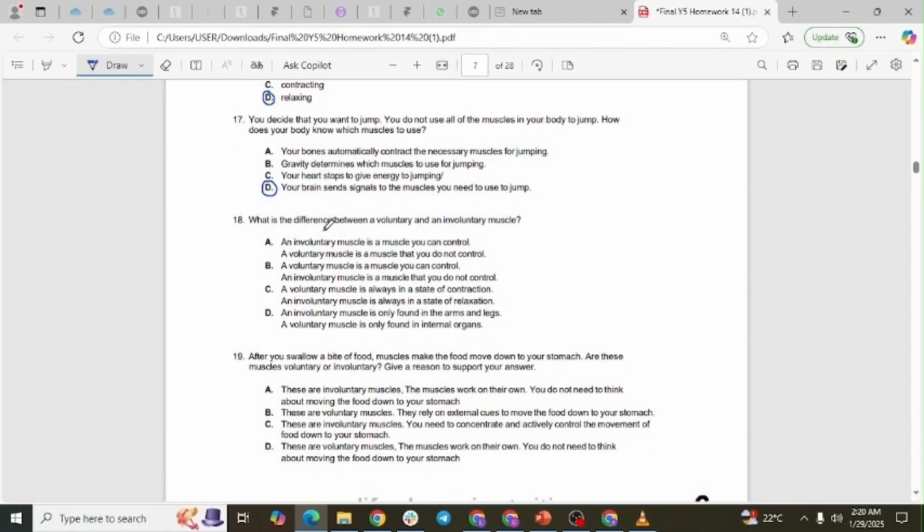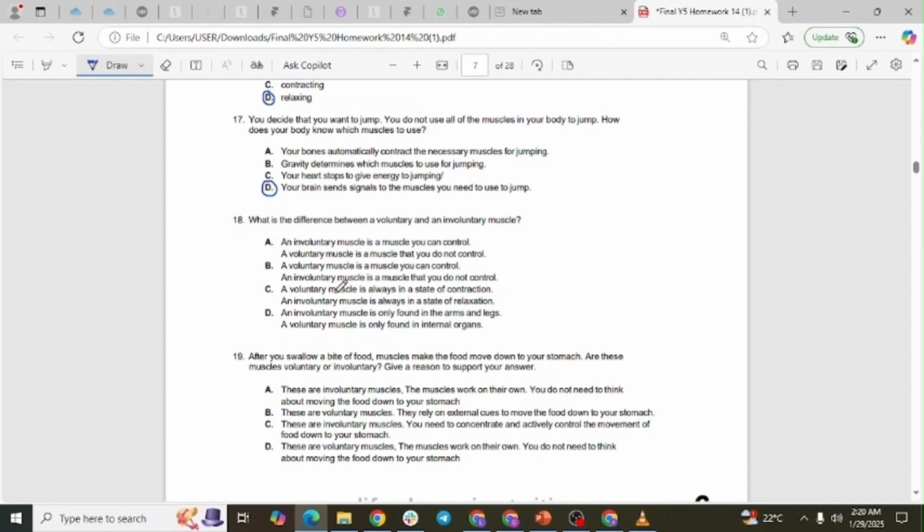Question 18. What is the difference between a voluntary and an involuntary muscle? A. An involuntary muscle is a muscle you can control. A voluntary muscle is a muscle that you do not control. B. A voluntary muscle is a muscle you can control. An involuntary muscle is a muscle that you do not control. C. An involuntary muscle is a muscle that you do not control. A voluntary muscle is always in a state of contraction. D. A voluntary muscle is only found in internal organs.